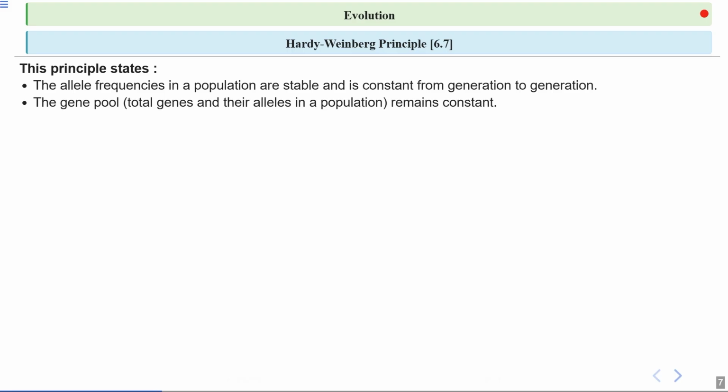Now, the gene pool. What is the gene pool? It is the total genes and their alleles in a population. Usually a single gene has two alleles. It can have more than two alleles also, but usually a single gene has two alleles. This gene pool remains constant. This is known as genetic equilibrium, when the gene pool remains constant. Clear? So when this equilibrium is disturbed, we can say that the population is evolving.